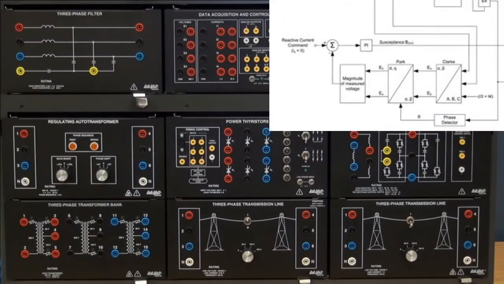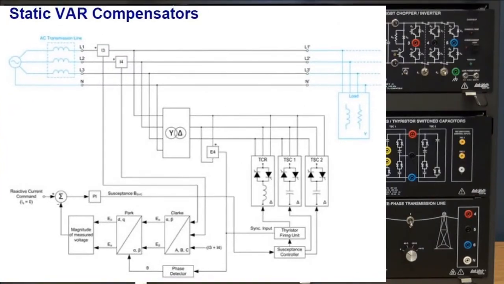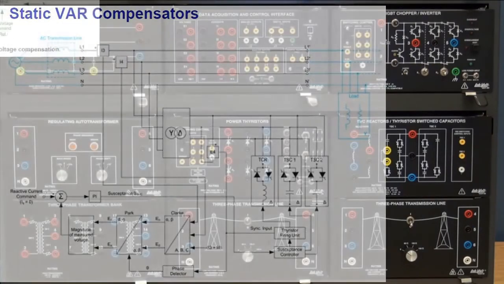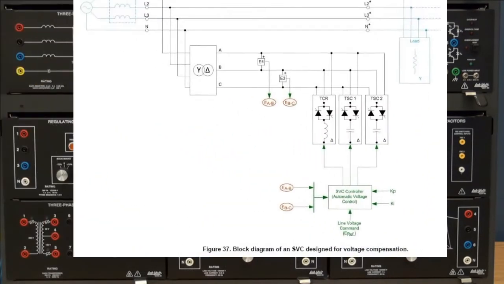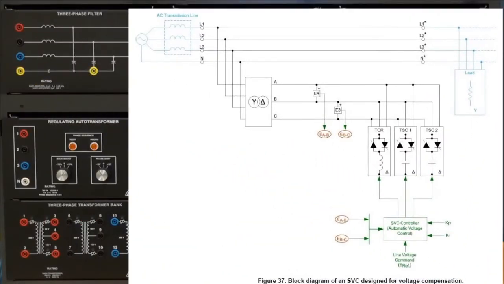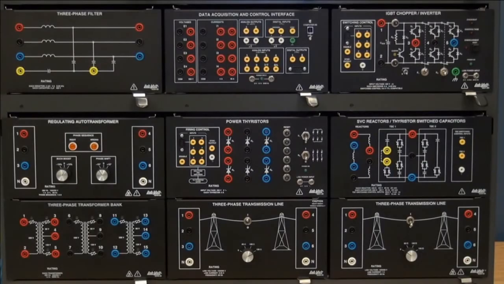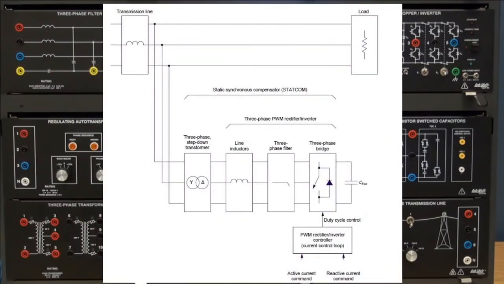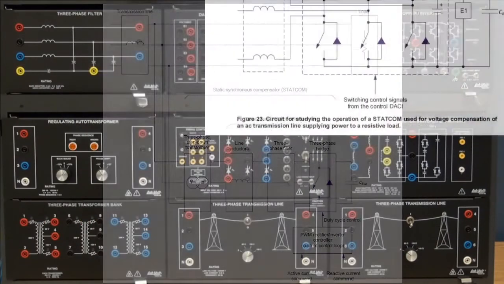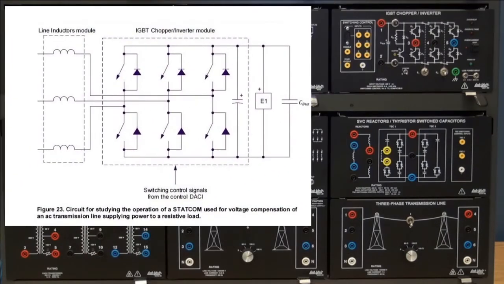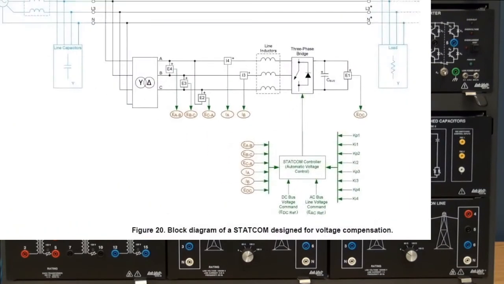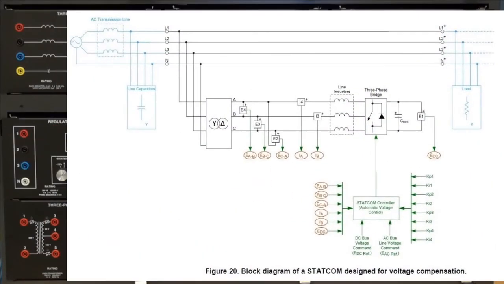The students will then go to static VAR compensators, seeing the main components of a static VAR compensator, voltage compensation of AC transmission lines using SVCs, and power factor correction using SVCs, for example on arc furnaces. The last topic of this system is static synchronous compensators or STATCOM. Students will learn voltage compensation using a STATCOM and power factor correction using the same technology.